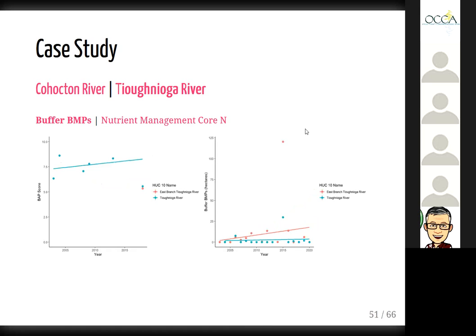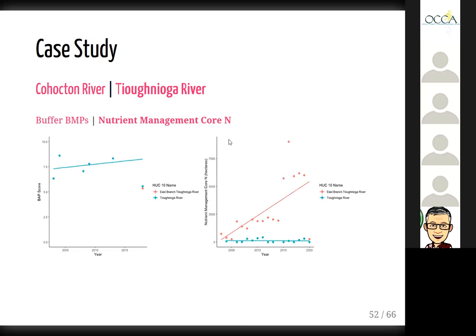So in Tioga River, this is one of the few ones that we actually see a clearer increase in BAP score. But again, we don't see a direct, very clear correlation here between the BMP implemented and the BAP scores. Same thing goes for the nutrient management plans. We don't see that same kind of relationship there.